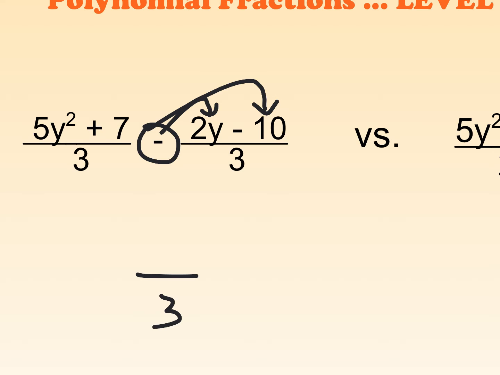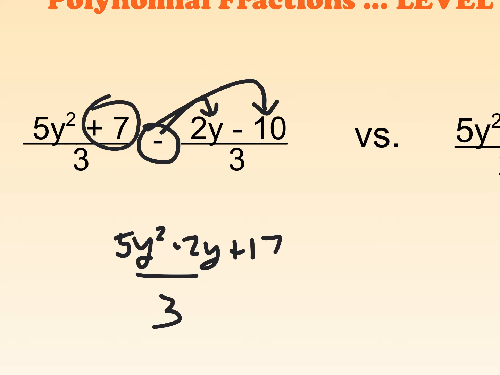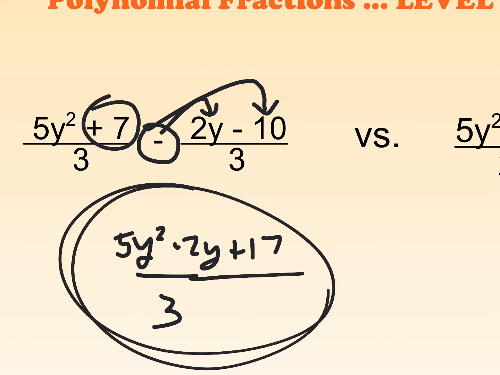Got an answer, sir? 5y squared minus 2y. And you put the plus 7 with the plus 10. It seems like it's a minus 10. Two negatives, positive 10, positive 7, plus 17. You are right. Nice.